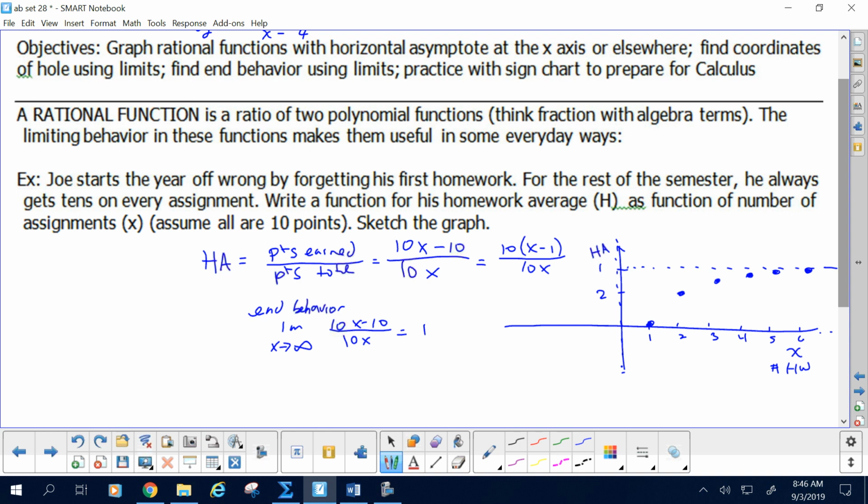Feels like it would be. Why not? Somebody give an argument why it isn't. Because it's not.